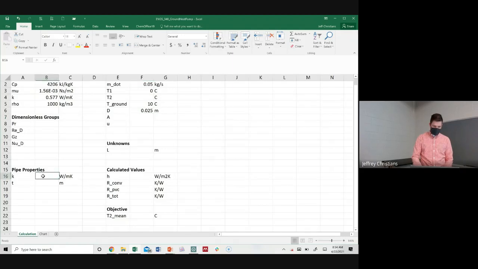Okay, so the pipe: the thermal conductivity is 0.47 watts per meter kelvin, and the thickness is 8 millimeters, so that's 8e-3. Anything else that we're given? We're given a Prandtl number as well, 11.44. Okay, so I think that's all the givens.